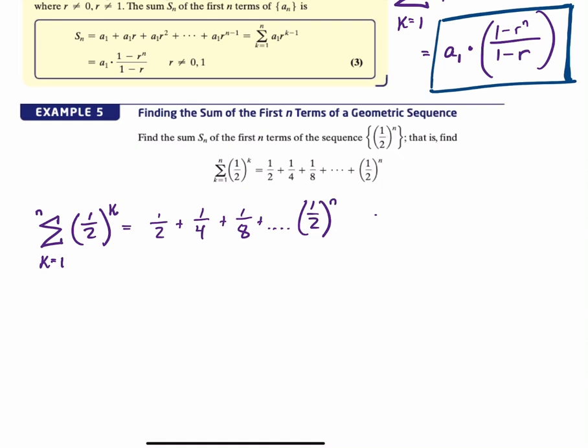So we need to find, based on our formula, our first term and our common ratio. Our first term, a sub 1, we can see from the expansion. That's just 1/2, or we can plug in 1 for our k value here. Our common ratio is 1/2; each time it's being multiplied by 1/2. So r is also 1 over 2.